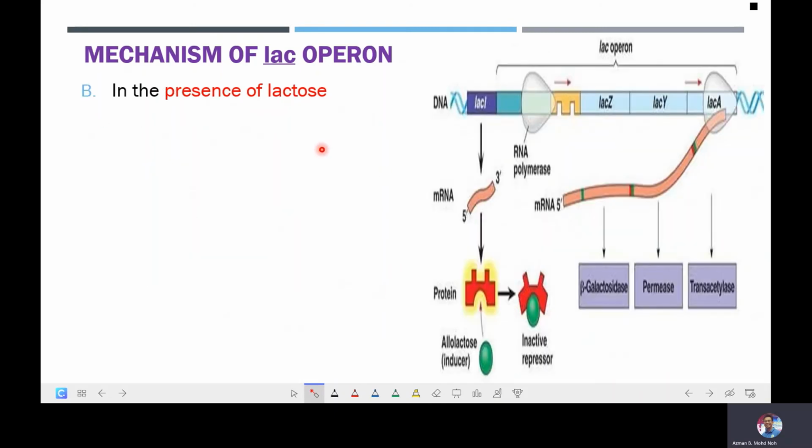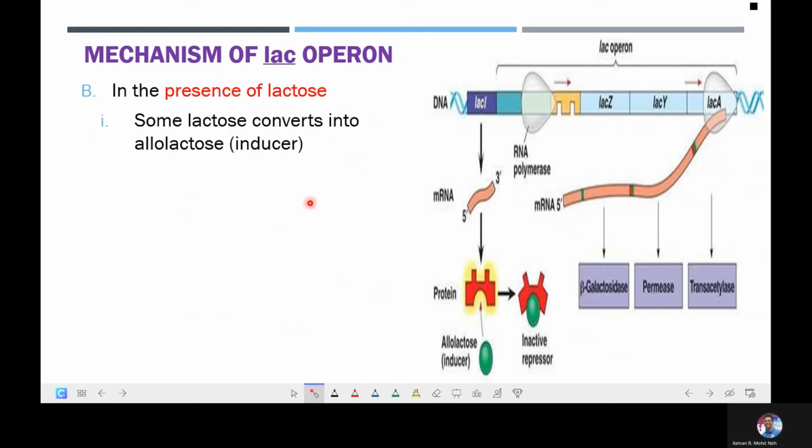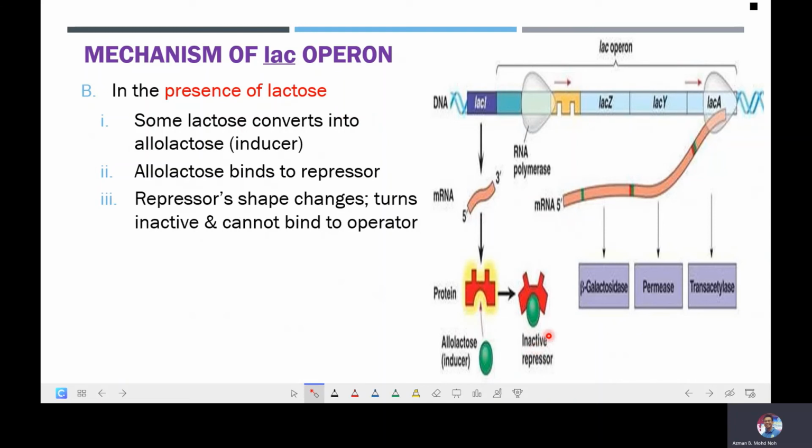But what happens if lactose is present? And so, when there is lactose, some of the lactose will be converted into allolactose, and this molecule can be considered as the inducer for the Lac Operon, in which the allolactose molecule will bind to the repressor protein, and this will change the shape of the repressor protein and cause the repressor to become inactive. Once the repressor is inactive, the repressor protein will not be able to bind to the operator over here, and we say that the operon is now switched on.